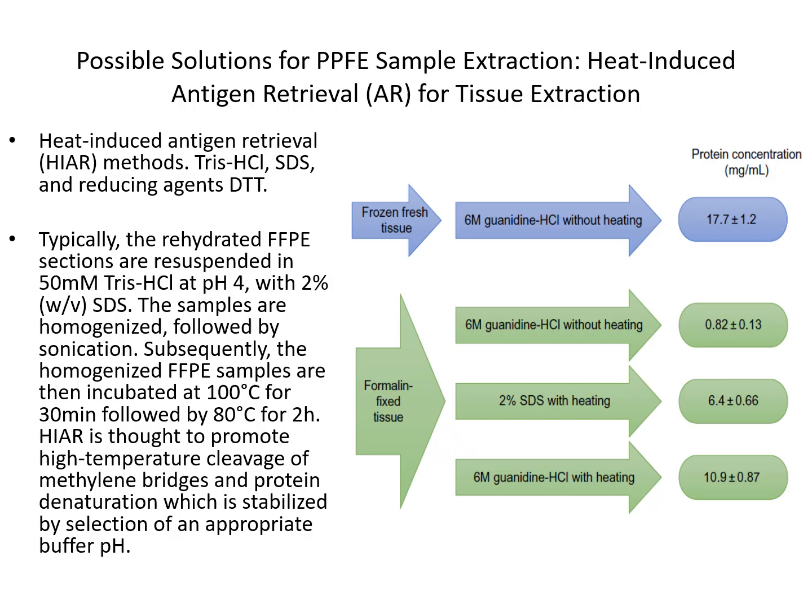And then you can see here the comparison. On the top, the frozen fresh tissue with 6 molar guanidine HCl without heating, the concentration is 17.7. And then for FFPE without heating, 0.8. And then with 2% SDS with heating, 6.4. And then with 6 molar guanidine HCl with heating, you can recover 10.9, which is very similar to the fresh sample. So that's why the heat-induced antigen retrieval method can effectively recover and purify the protein from the FFPE sample.